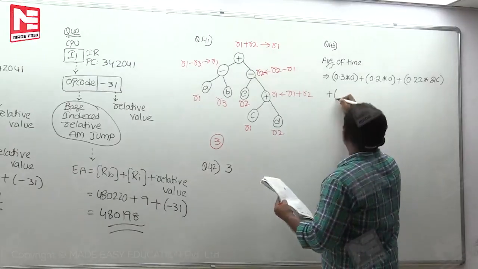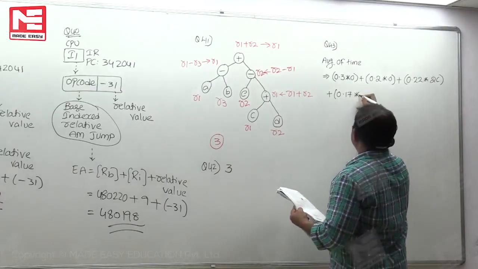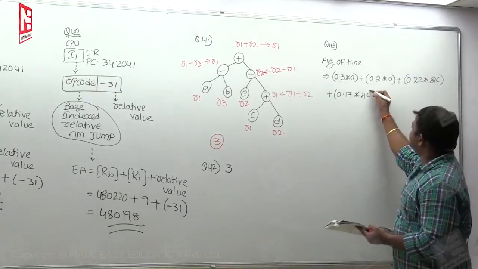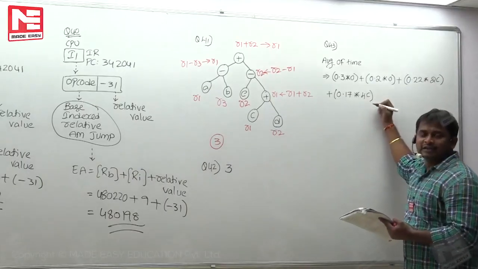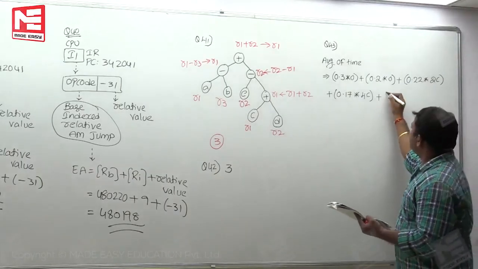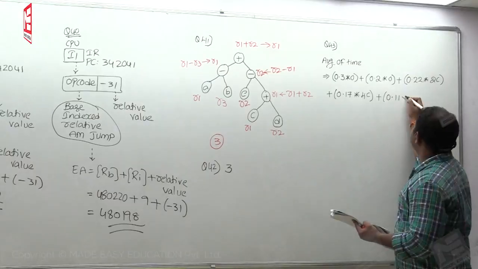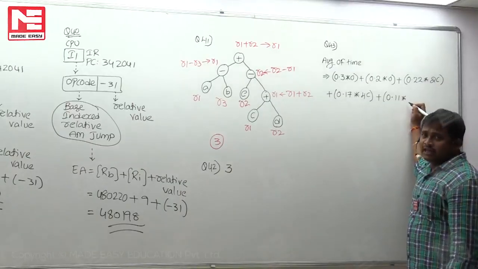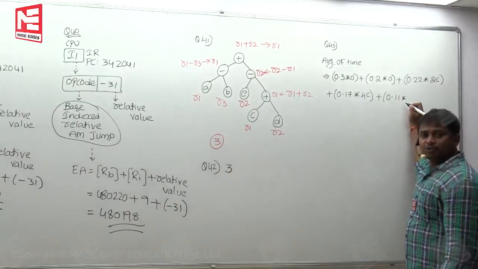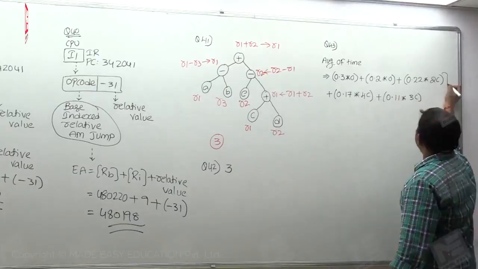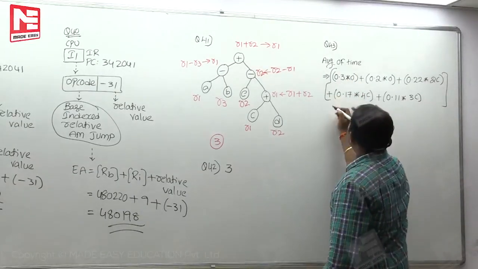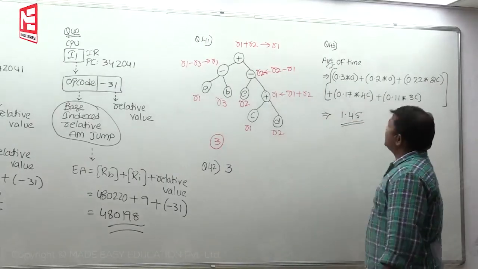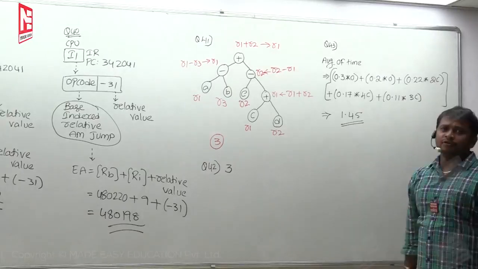Next, 17% of instructions are memory indirect, 2 memory references. 1 memory reference takes 2 cycles, 2 memory references take 4 cycles. Plus 11% of instructions are indexed. 1 RR, 1 ALU, 1 MR. RR 0, ALU 1 cycle and MR 2 cycles, total 3 cycles. Right? Compute this. And computational output is 1.45. Average operand fetch time is 1.45.